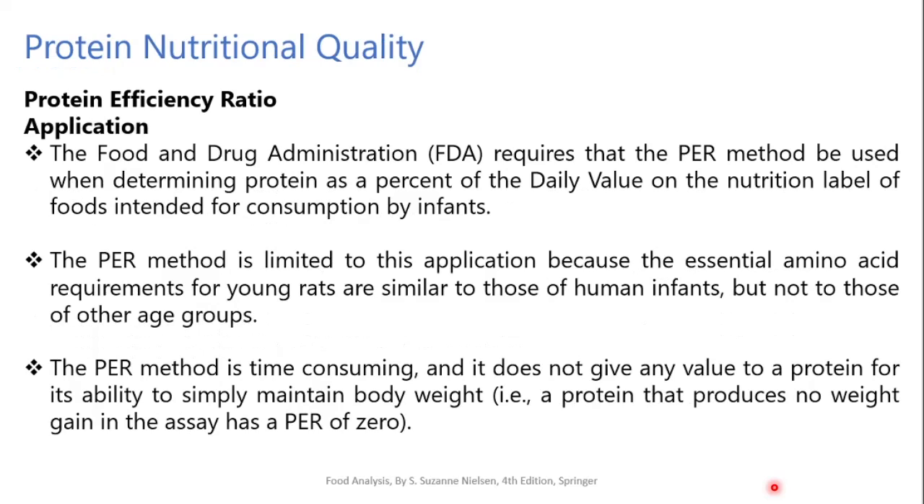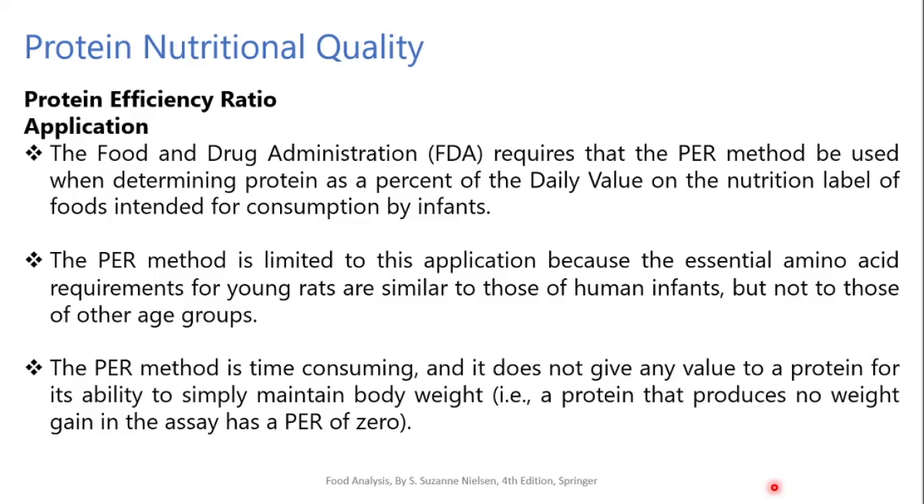Now what are the applications? The Food and Drug Administration requires that the PER method, protein efficiency ratio method, be used when determining protein as a percent of the daily value on the nutritional label of foods which are intended for consumption by infants. The PER method is limited to this application because the essential amino acid requirements for young rats are similar to those of human infants, but not to those of the other age groups.